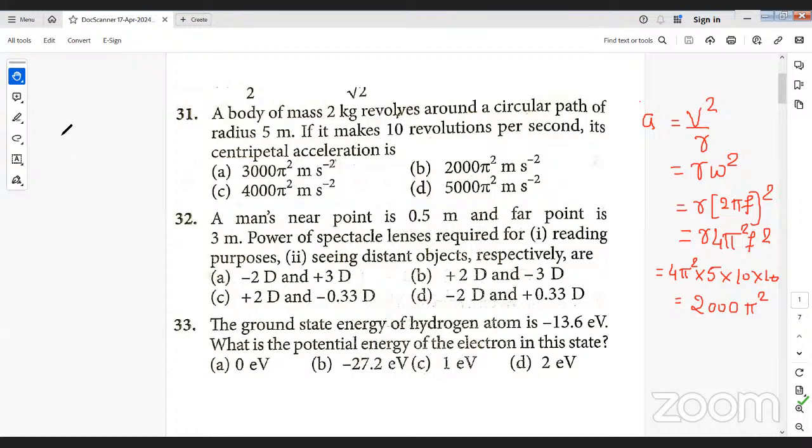So going for question number 32, students, see, a man's near point is 0.5 meter and far point is 3 meter. Power of spectacles lenses required for one reading purposes, second one, seeing distinct objects respectively. So power they are asking to calculate. So for that, what we are doing, that is the distance. Near distance is 0.5.